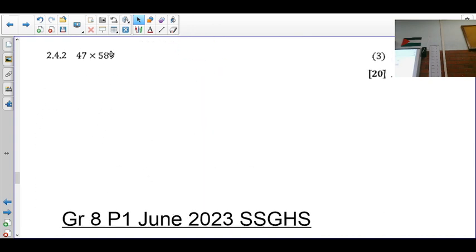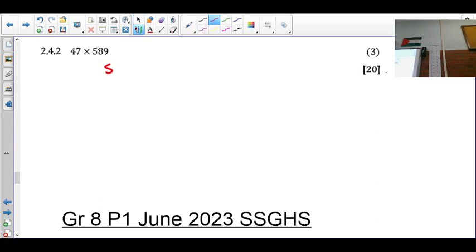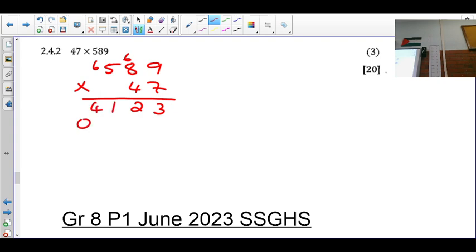Now multiplication, you got 589 times 47. Normally I put the bigger number on top. Why? Because that's one less line to write. Okay. 9 times 7 is 63. 7 times 8 is 56, plus 6 is 62. Okay. 7 times 5 is 35, plus 6 is 41. That's 0.